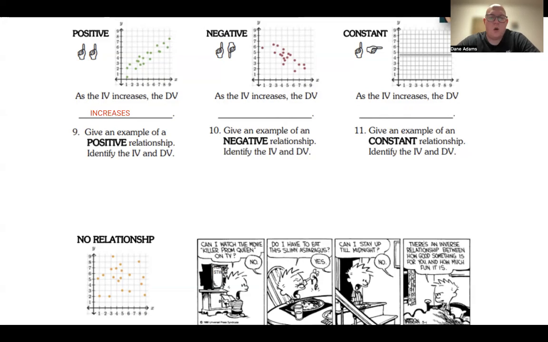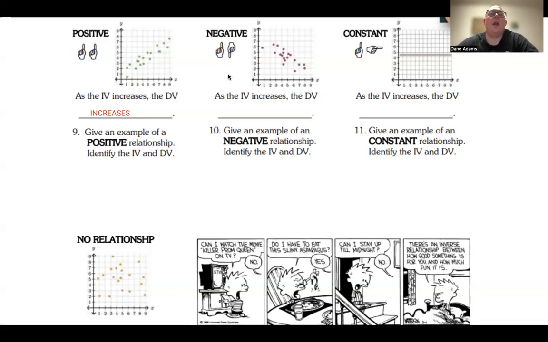The harder I push a stationary object, the more it speeds up. That's a positive relationship. The bigger force I exerted led to a bigger increase in speed. So that would be an example. The more water I give my plant, the more it grows. Positive relationship. So write down an example there for number 9.